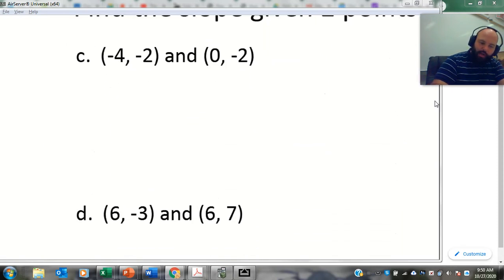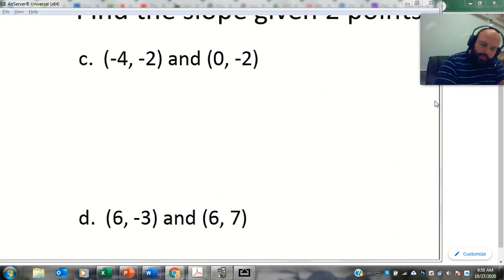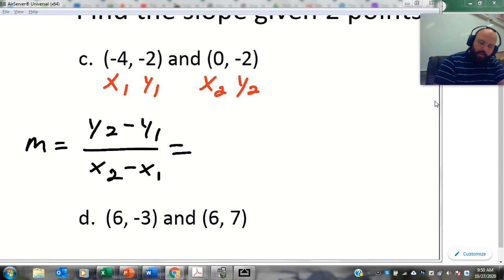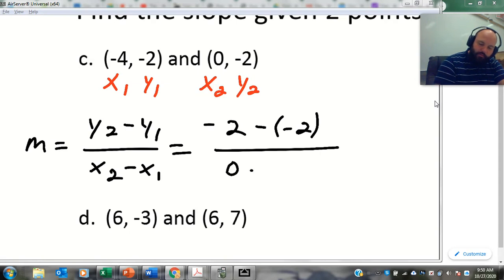A couple more we're going to try. Once again, I'm going to label first x1, y1. Yes, I would like you to do this on your work that I gave for you today. You should label, and then you're going to write the formula, y2 minus y1 over x2 minus x1. And we're going to substitute. So y2 is negative 2, then it's always minus. y1 is also negative 2. Now on the bottom, x2 is 0, minus, and then the x1 is negative 4 like that.